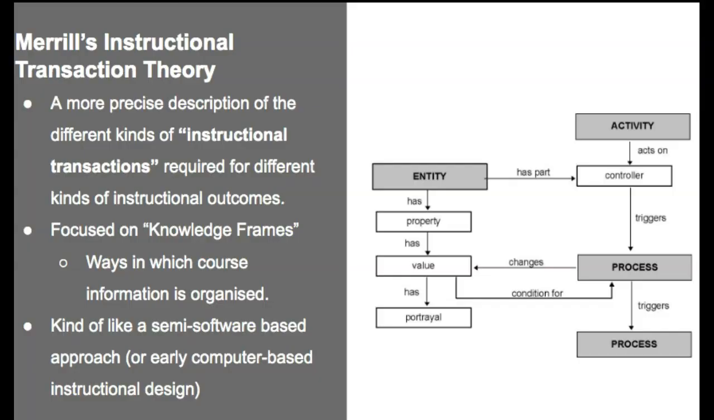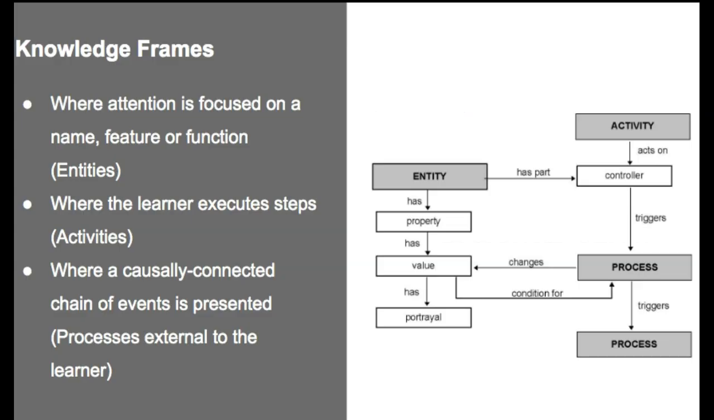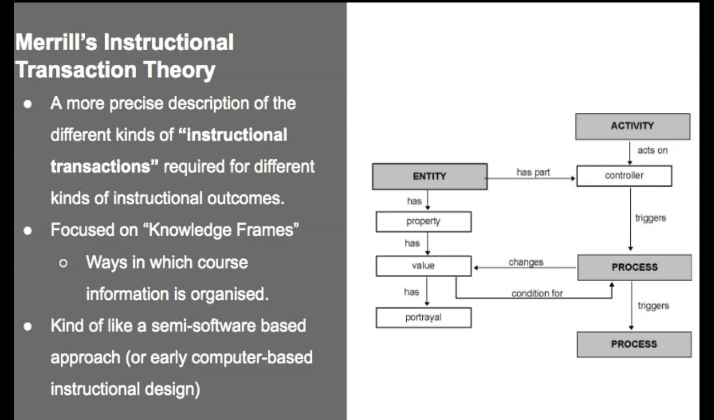So I suppose what we are looking at for our purposes is a little bit of a bastardization of what was originally there. A lot of this is based on Merrill's instructional transaction theory, which is like a second generation instructional design. It took a lot of what Gagne did and looked to build on that, and focused on this notion that different learning outcomes require different conditions of learning.